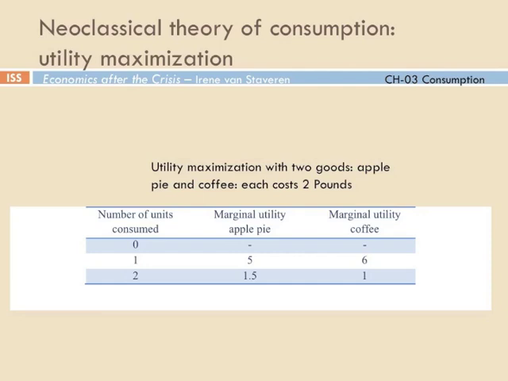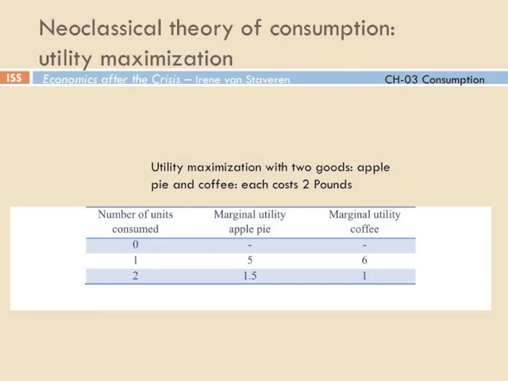The table shows you the marginal utilities obtained from a piece of apple pie and a cup of coffee. Now, when you haven't consumed anything yet, your first choice will be coffee, not apple pie, because your marginal utility from coffee is 6 and from apple pie only 5.